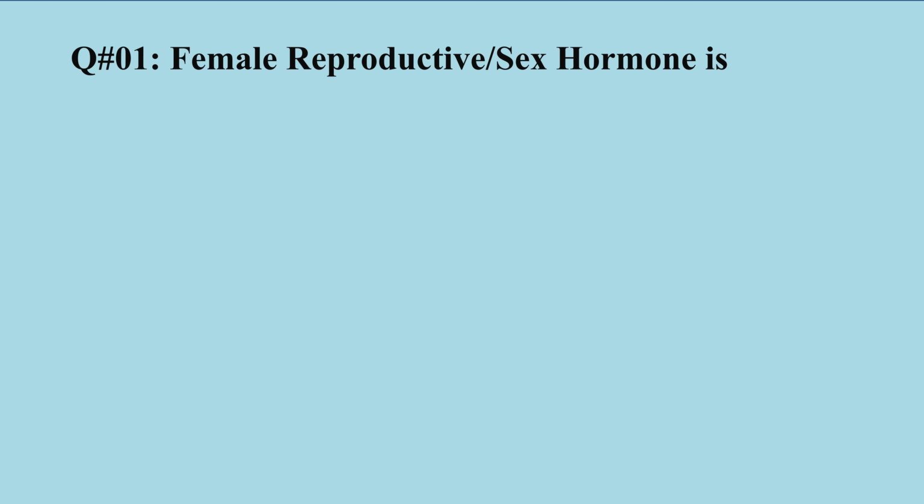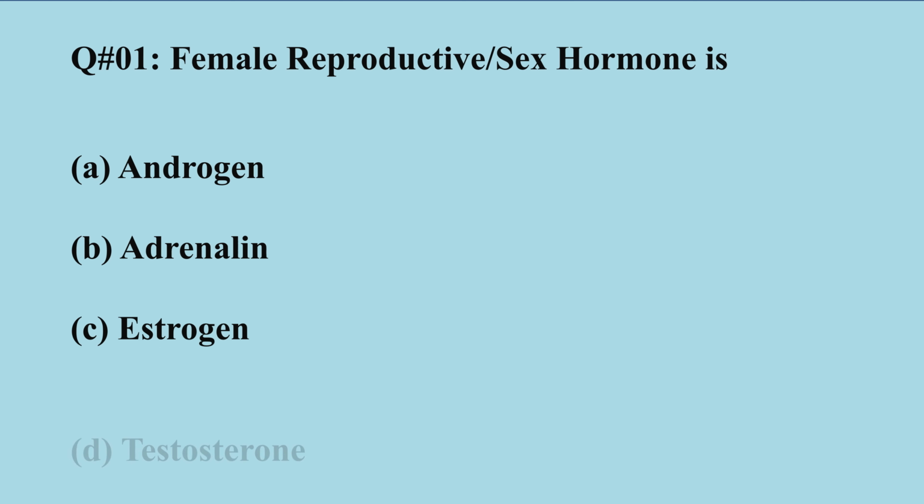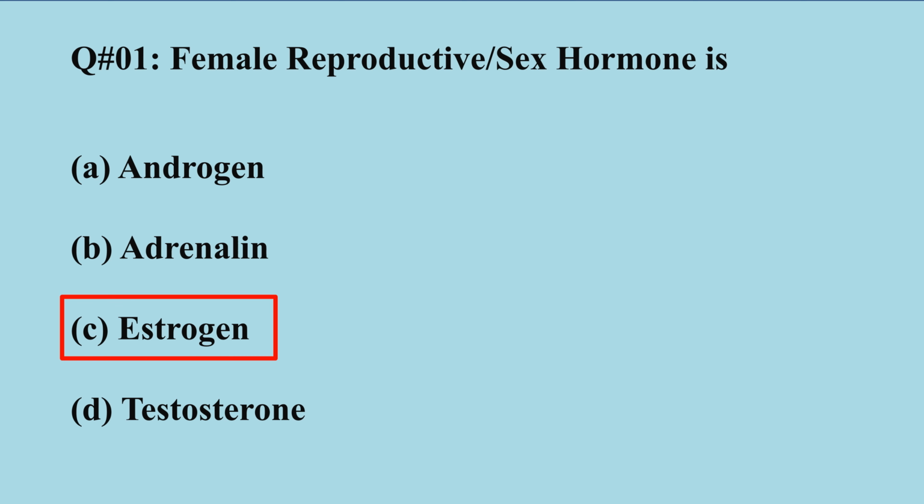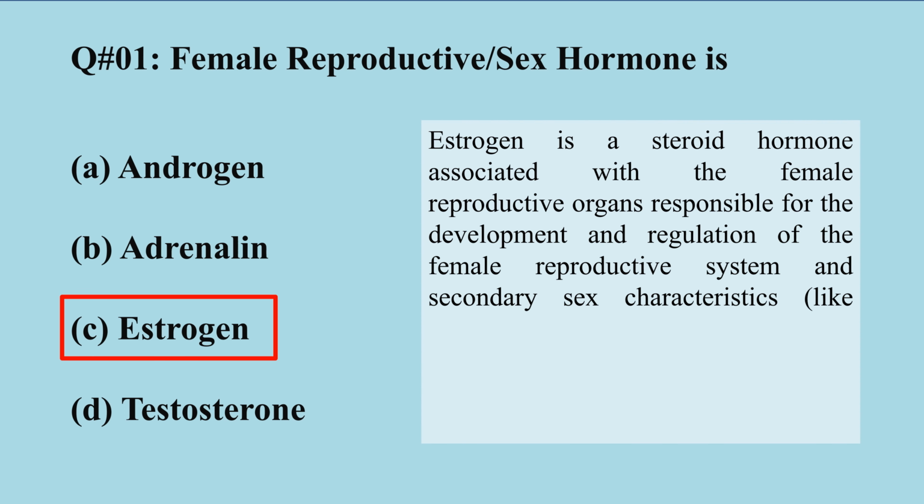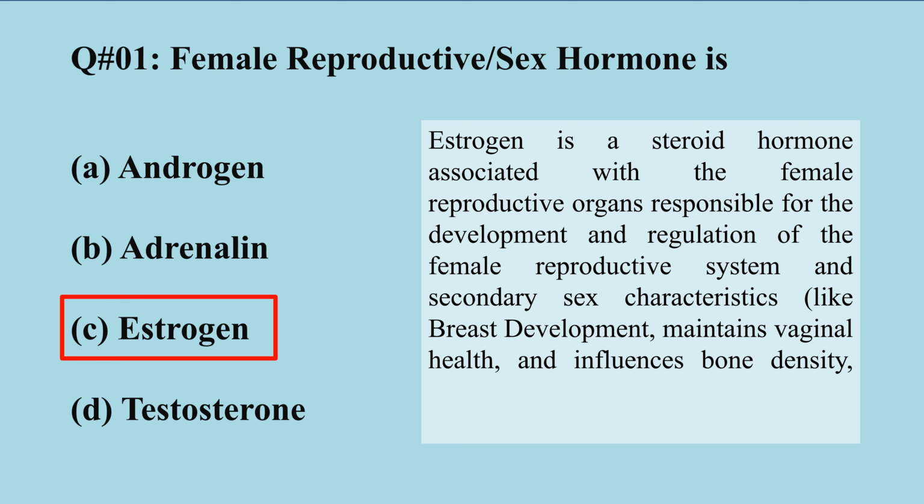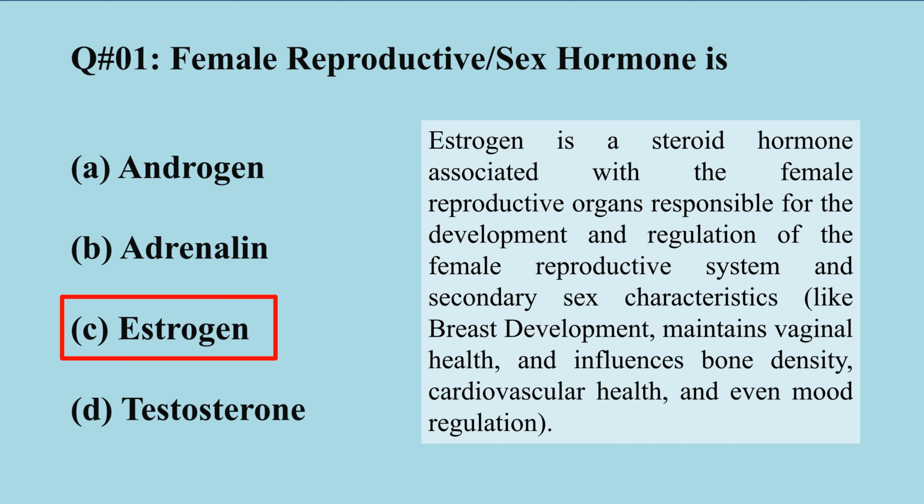Female reproductive hormone is: option A, androgen; B, adrenaline; C, estrogen; D, testosterone. Which one among these hormones is the female reproductive hormone? And the answer is estrogen, as estrogen is commonly known for the female reproductive hormone. Estrogen is associated with the development of both primary and secondary reproductive characteristics of the female.